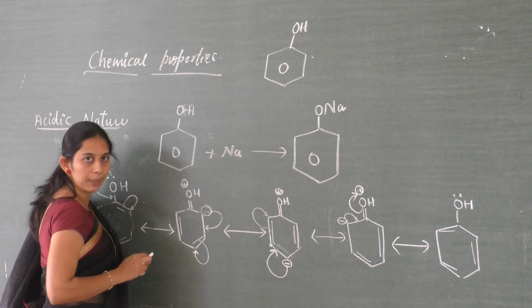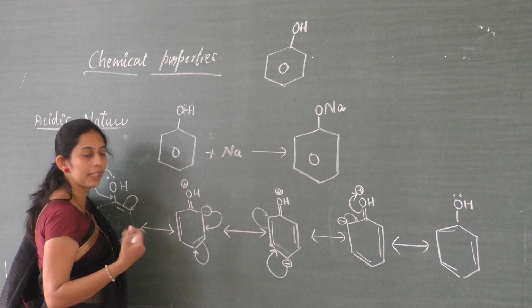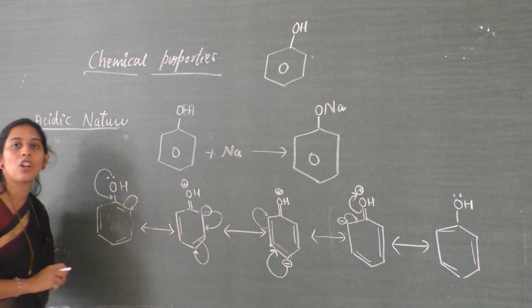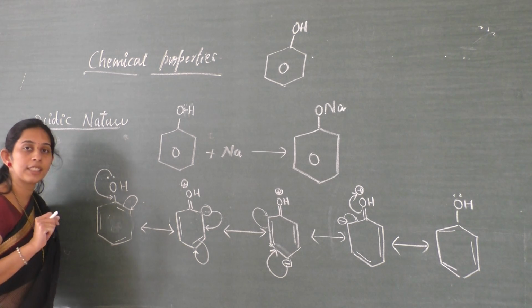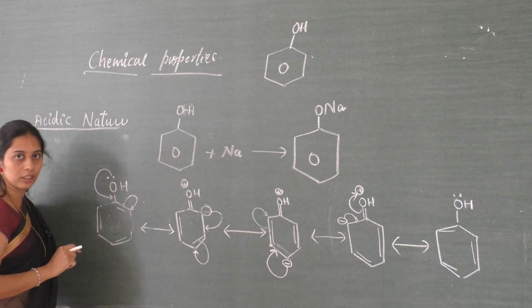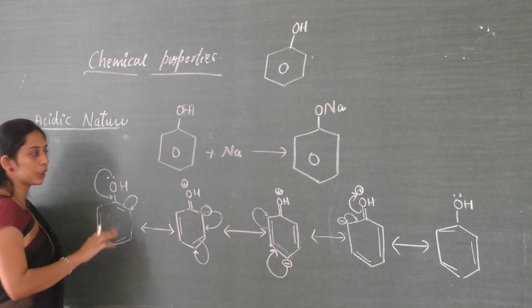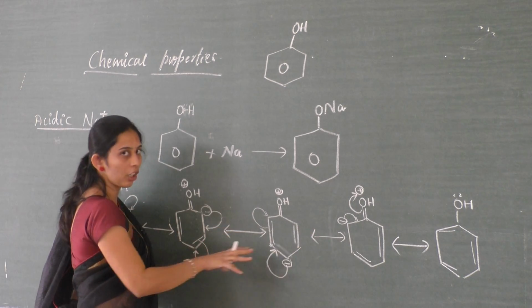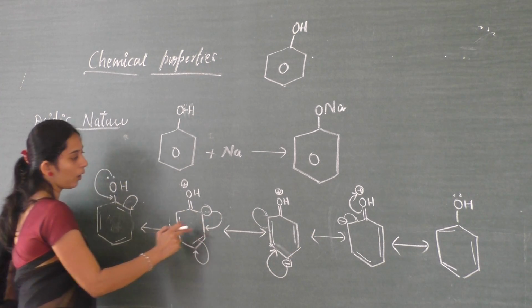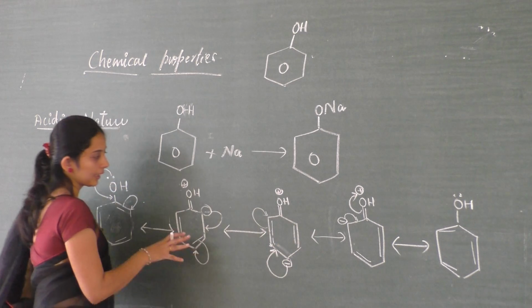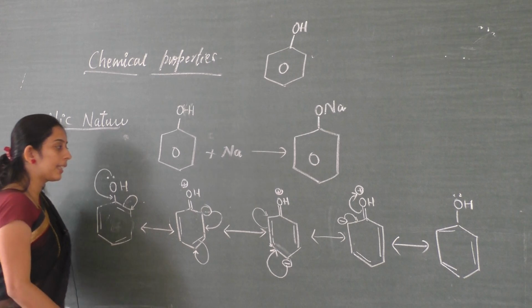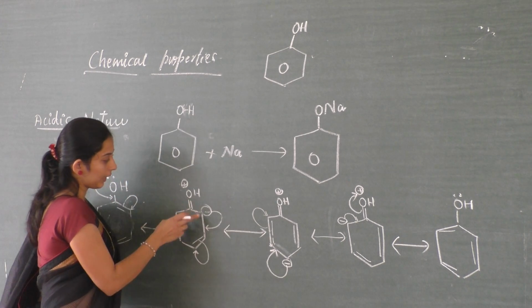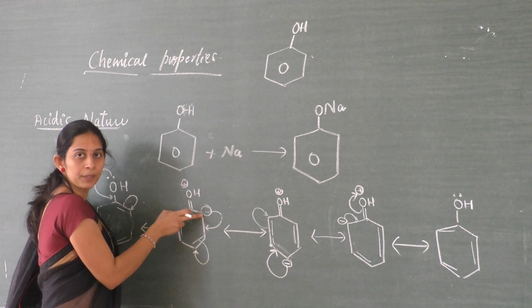Because of the charge separation, or because of the polar nature, we say that phenol is an acidic one. Hope it is clear why phenol is an acidic one? Because of the polar nature. That polar nature we explain by a canonical structure or a resonance structure. In all these cases, these are the resonance structures. In these structures, we can say that two charges are observed.